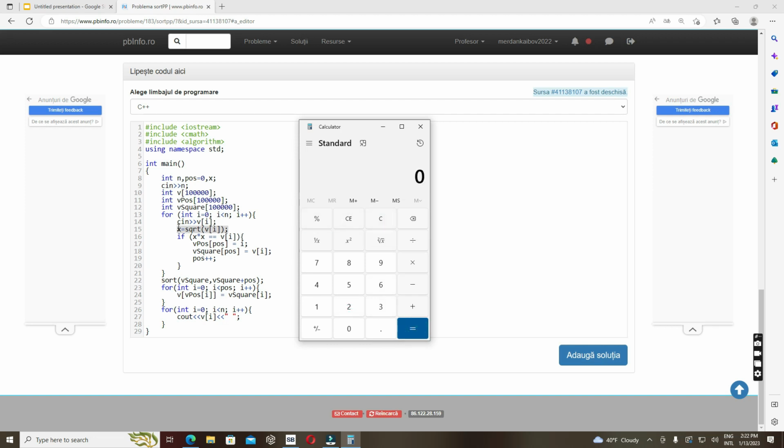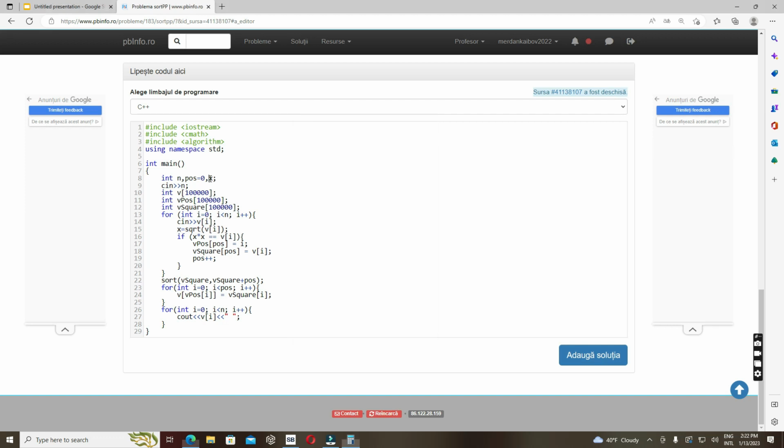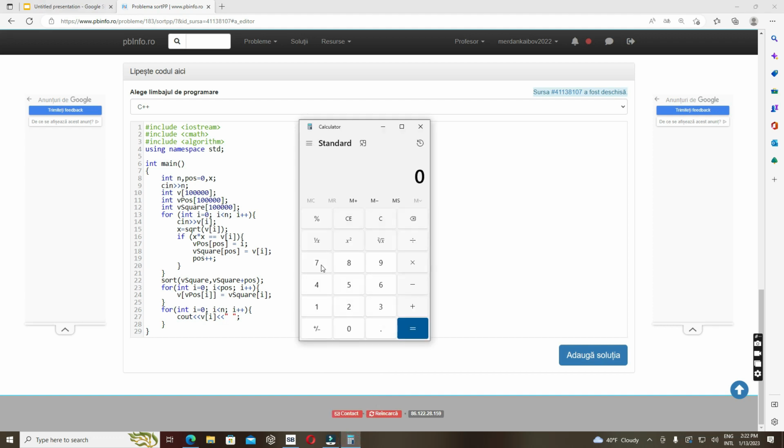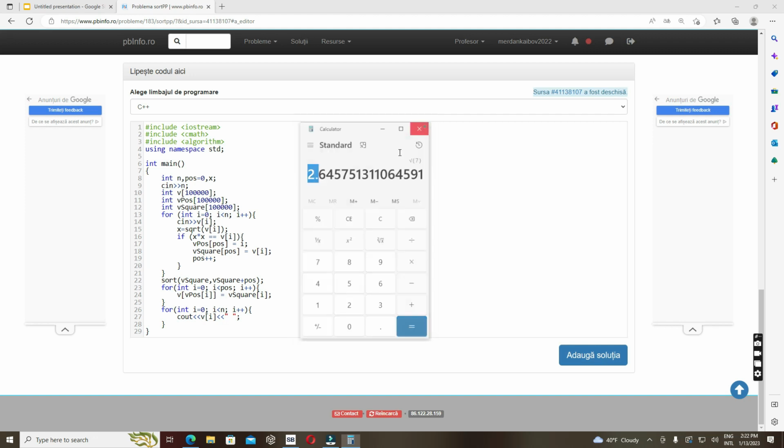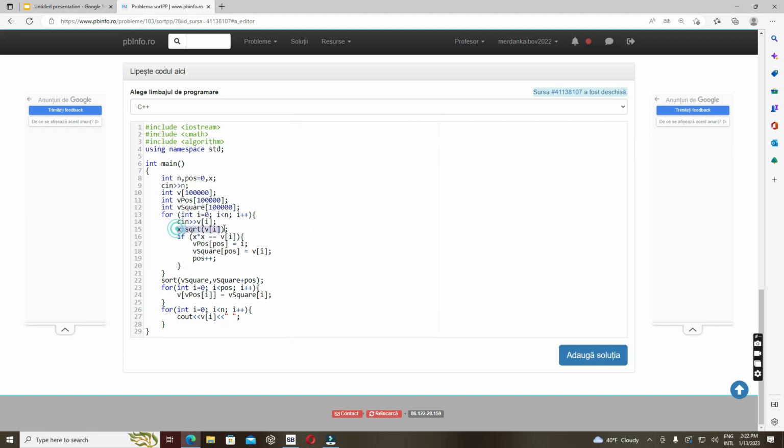And pay attention that x is an integer, which means it will have only the whole part of the number. So let's say we have number 7, and the square root of 7 will be 2.54. But as an integer, I have only 2, and if I multiply it by 2 again, I will get 4, which is not 7. That's why, after getting the square root of v i and assigning it to x, I must check if x multiplied by x is v i.